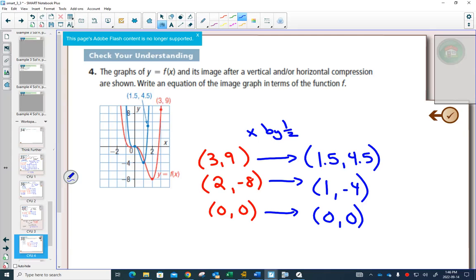Can you see that you could get to 2 to 1 by subtracting 1? But that doesn't work here, and it doesn't work here. What about the y values? Looks like also multiplying by 1/2.